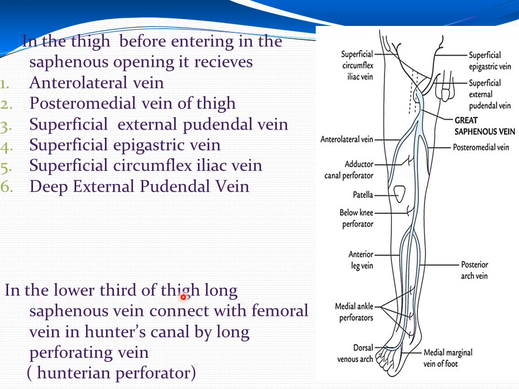In the lower 1/3 of the thigh, the long saphenous vein connects with the femoral vein in Hunter's canal by a long perforating vein, that is the Hunterian perforator, we say. Okay, about the perforating veins we will discuss in detail.